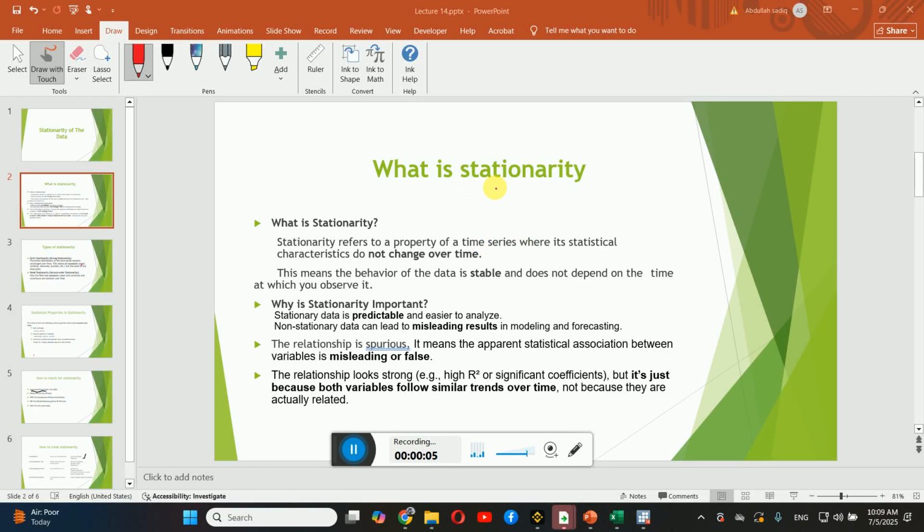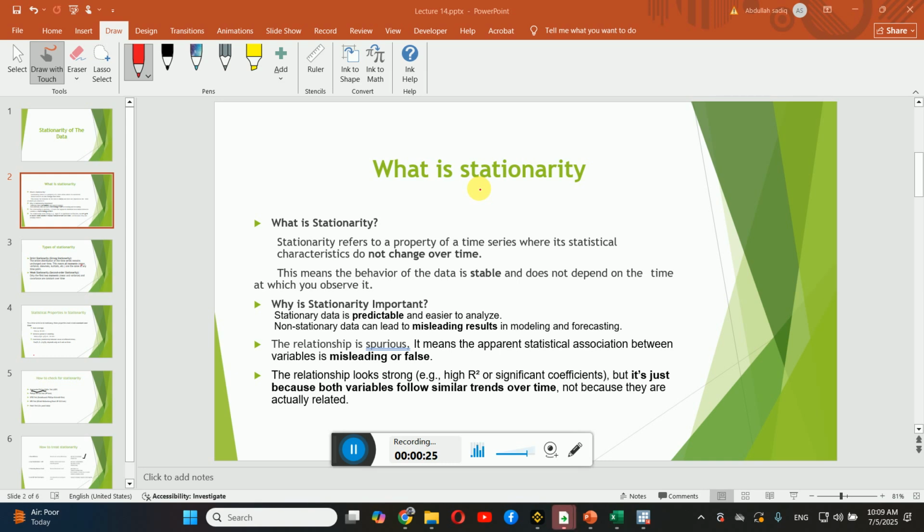Dear students, in this lecture, inshallah, you will learn what stationarity is. This is, dear students, one of the most important topics we have in statistical analysis, especially in regression analysis. In our previous sessions, if you remember, we discussed some assumptions related to the model, such as the CLRM assumptions and the Gauss-Markov assumptions.